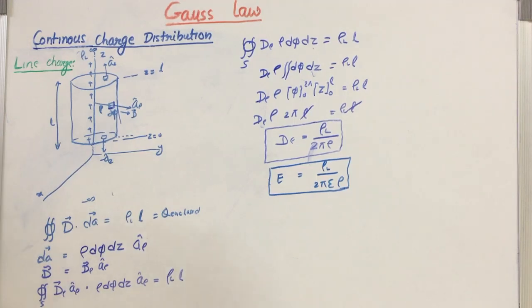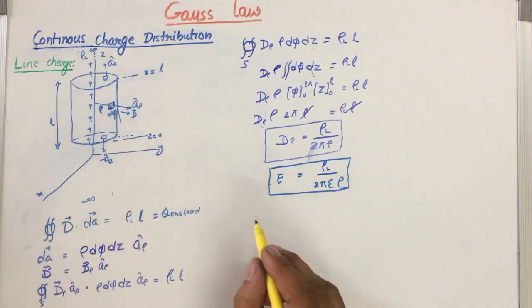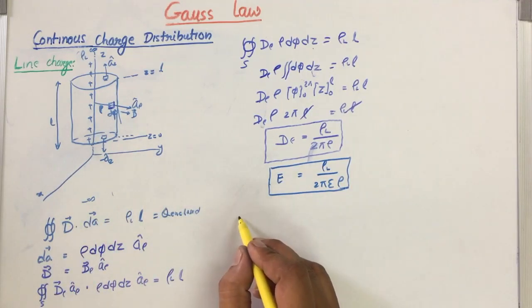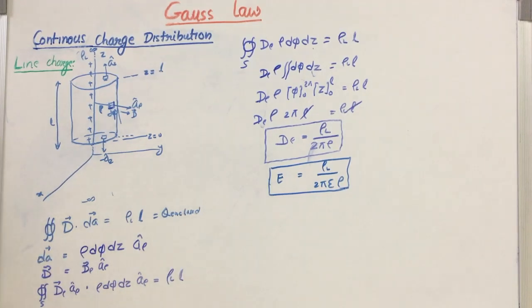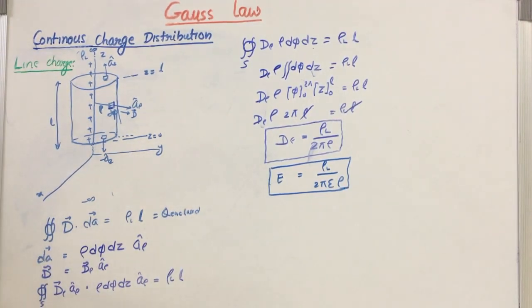Now consider an infinite charge that is distributed on a sheet. So after the line charge, we can consider the infinite sheet charge.